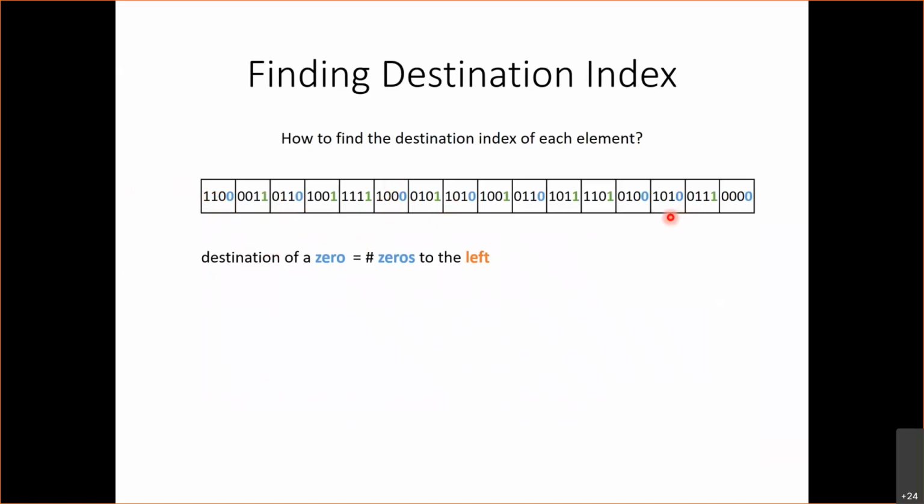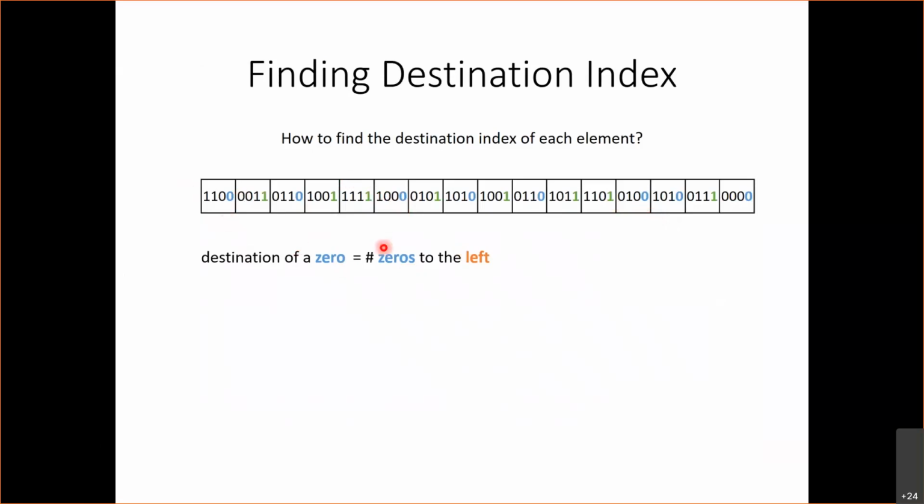Okay? It's a scan. Oh, well, we'll get to that, yes. As you can observe, you can see where we're heading towards scan, exactly. Okay, but let's formulate it a little bit first, and then we'll see how we can use scan to accomplish this. So the destination of a zero is the number of zeros to the left of the zero.